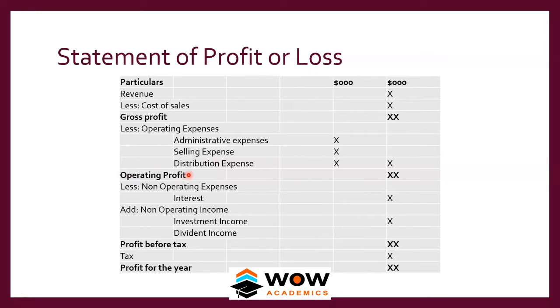From operating profit, you deduct non-operating expenses. So what are non-operating expenses? We will see later in this video. One of the examples is interest, which can be an expense, and add any non-operating income that you get. So for example, not from your business, but from any of the investments that you have made. Okay, investment income or dividend income.